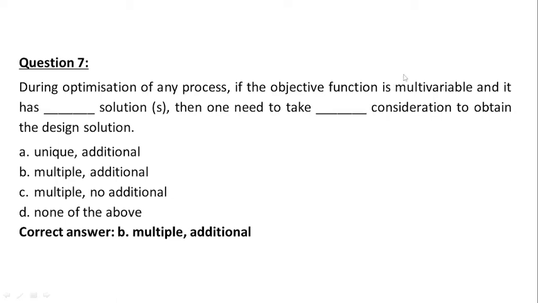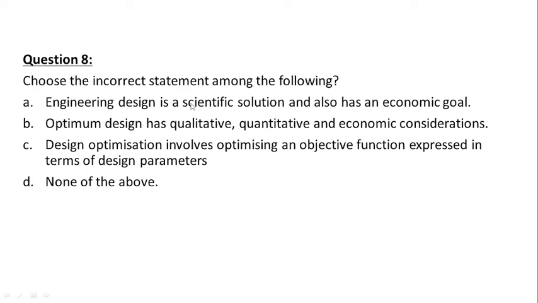If the objective function is minimizing the cost around a heat exchanger, then can someone give an example of the variables involved in it? Minimum heat exchanger area. Okay. Yes. Then question number 8. Choose the incorrect statements among the following.